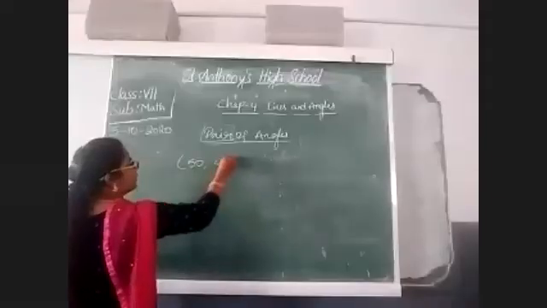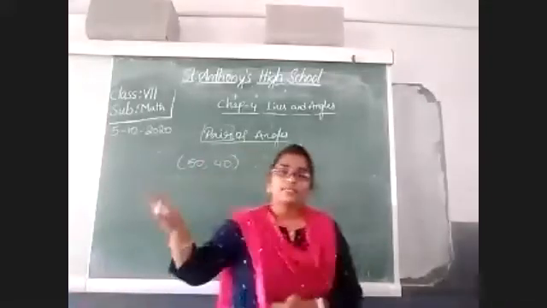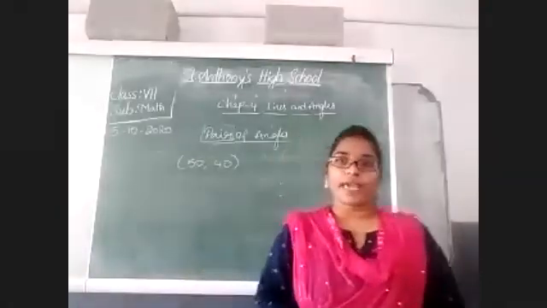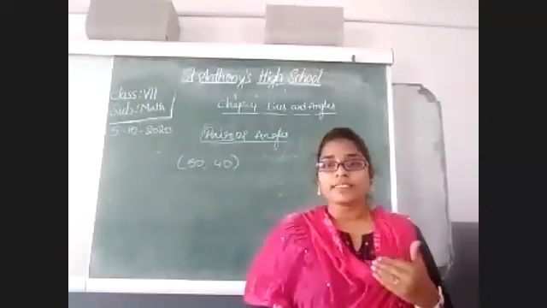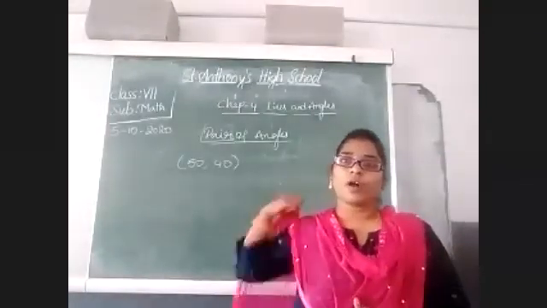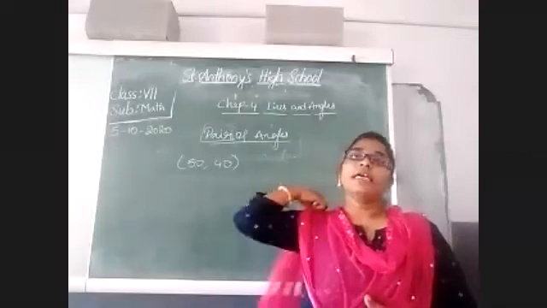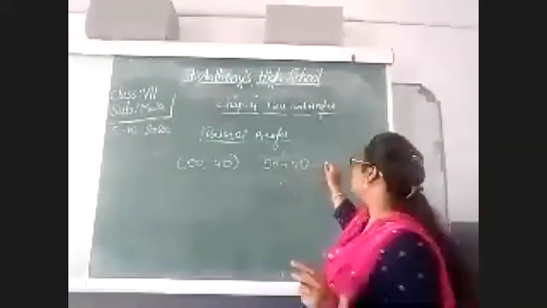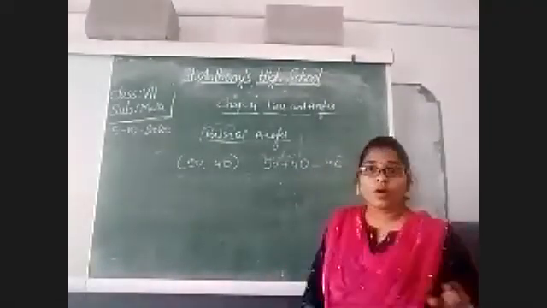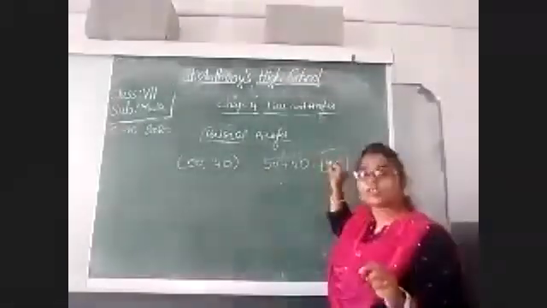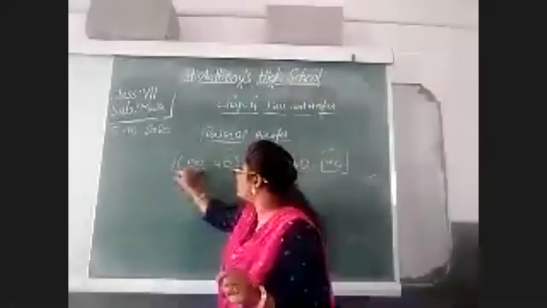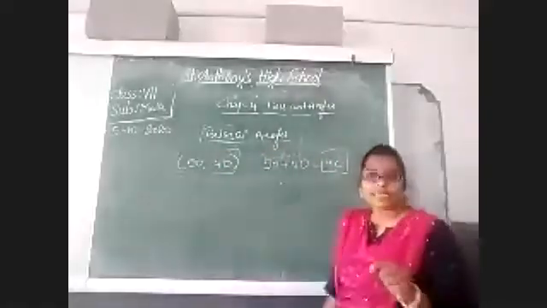50 and 40. This is one pair. I was saying these both are complementary angles. So how do we check whether these angles are complementary or not? Simple. We have to add those angles. For example, two angles: what is the sum of these two angles? Yes, 50 plus 40 is equal to 90 degrees. So the result is equal to 90, right? So this pair comes under complementary angles.